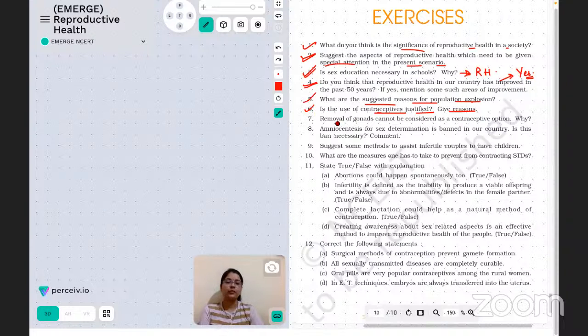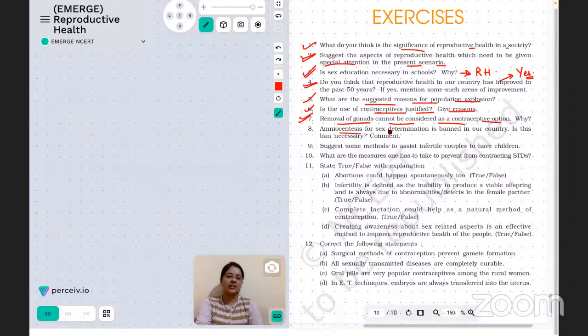ठीक है. Removal of gonads cannot be considered as a contraceptive option. Why? See, removal of gonads will ultimately result in a sterile condition. वो पूरी तरीके से sterile कर देगा, sterility को पूरी तरीके से cause कर देगा. So that's why हम sperm के formation and ovum के formation को prevent नहीं करते, हम सिर्फ उनके transfer के method को block करते हैं. तो ऐसी चीजें होती हैं. So that's why this cannot be considered as a contraceptive option.